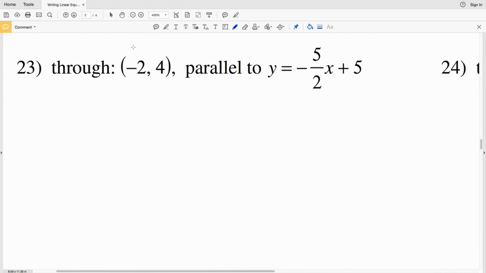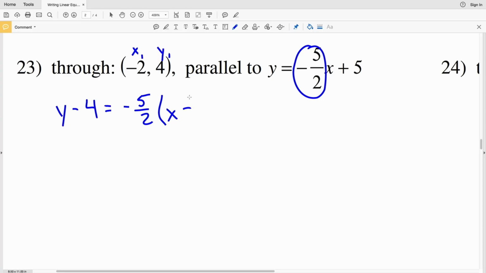Moving on to number 23, x1 is -2, y1 is 4, and we know our slope is -5/2 since it's parallel to this line, and the slope of this line is 5/2. So since it's parallel, they have the same slope. So we have y minus y1, which is 4, equals m, which is -5/2, times x minus x1, which is going to be minus a -2, which is plus a +2. Y minus 4 equals -5/2 times x plus 2.